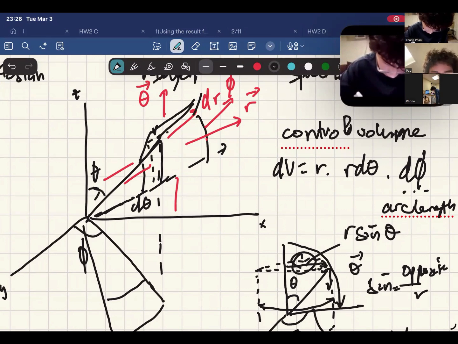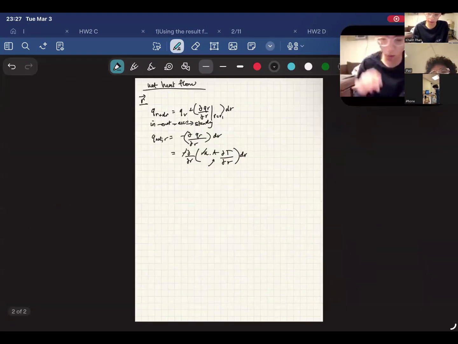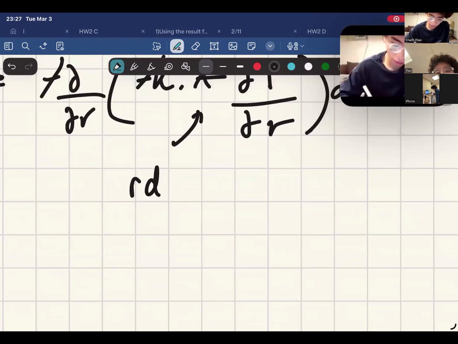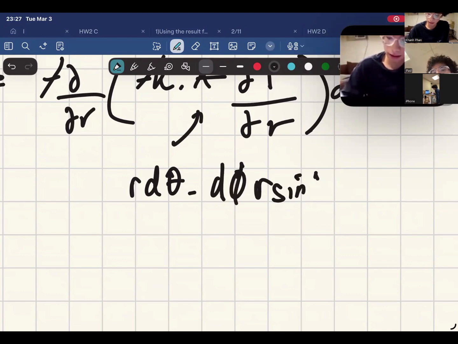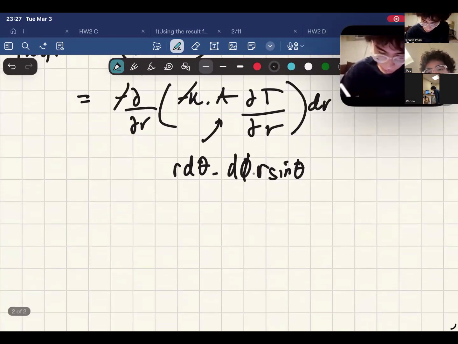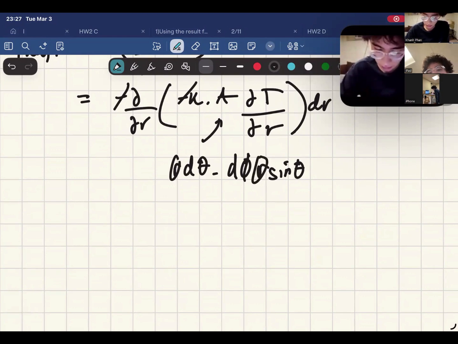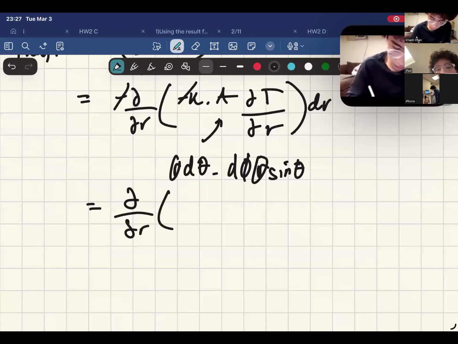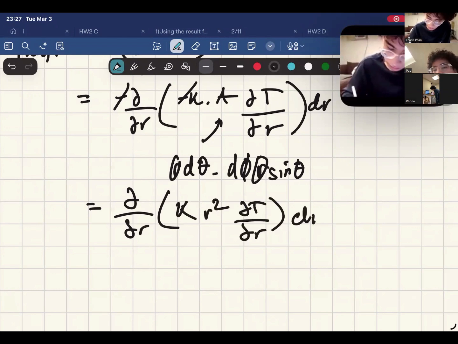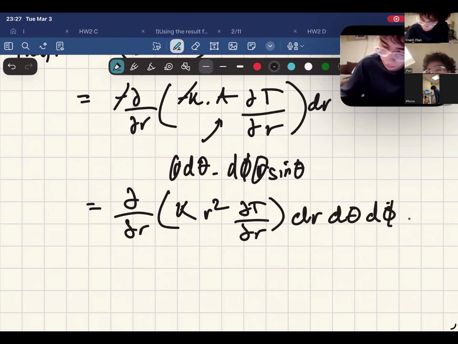So the area for R would be this surface right here, and that's just the unit length of the other two coordinates. So we would have r d theta times r sine theta d phi. And then we know that R is a variable, so we keep it in the bracket. So we have d dr of k r squared dT dr times dr d theta d phi and sine theta.